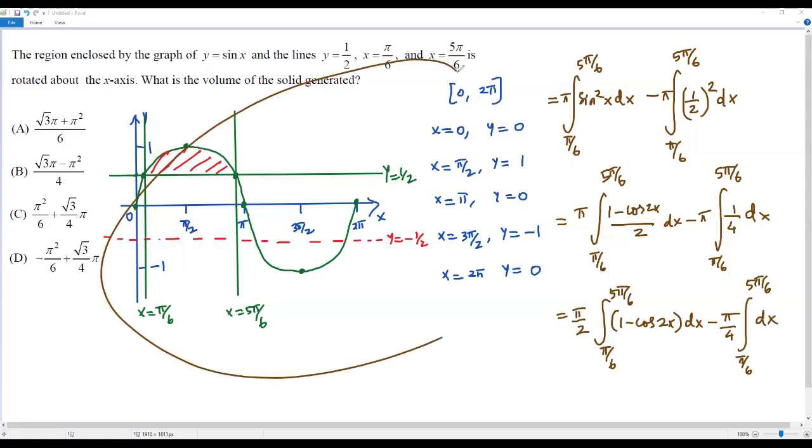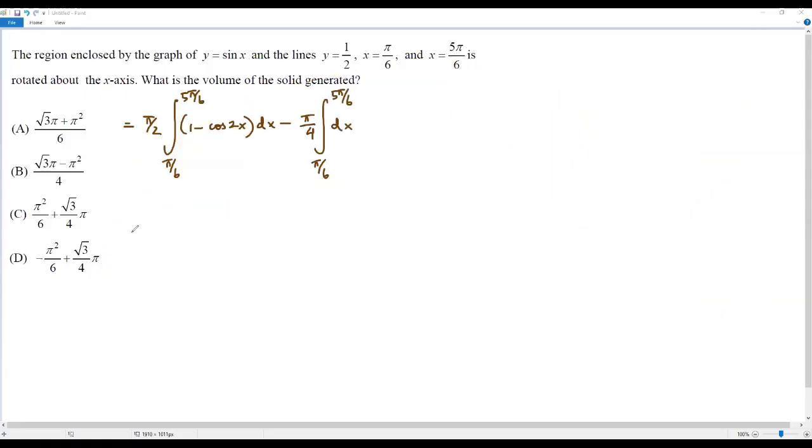Okay, now let me erase this stuff and continue the problem. This is the last step we had in the previous work. Okay, let me continue. Pi over 2. Okay, now let's integrate this. Here we have the constant 1. When 1 is integrated with respect to x, we just get x.